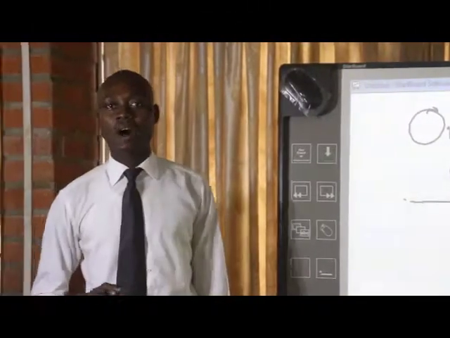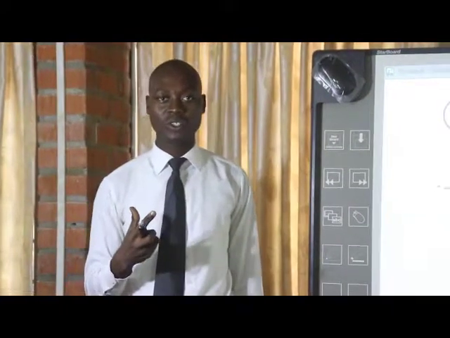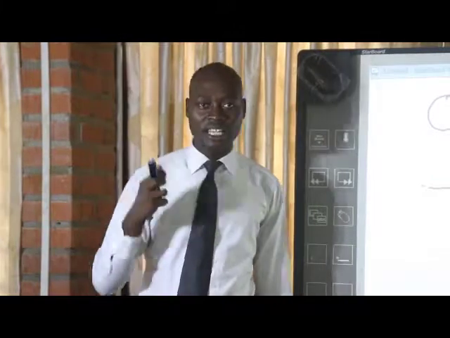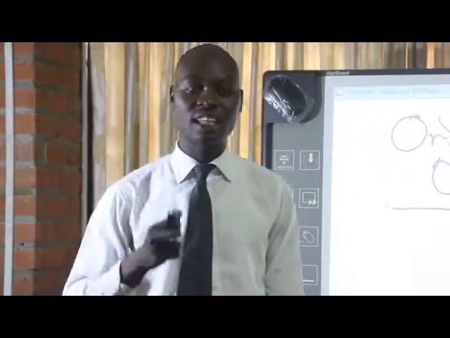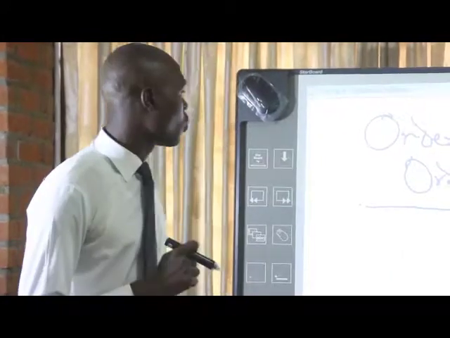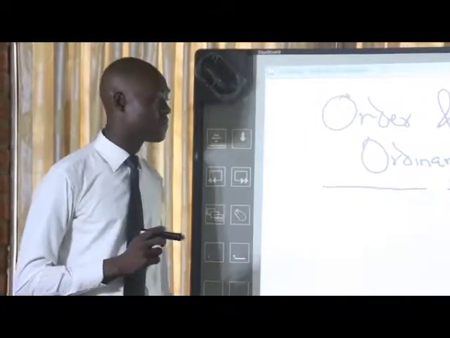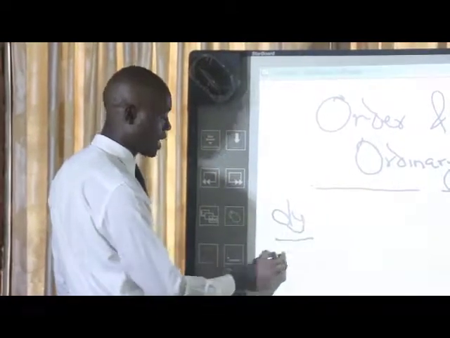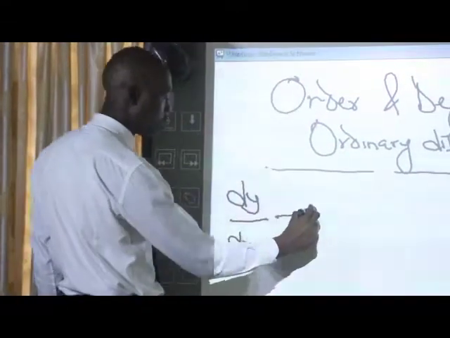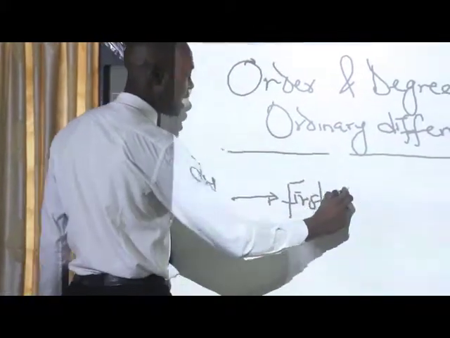What is an order of an ordinary differential equation? Simply put, it is the order of the highest derivative contained in the differential equation. What do I mean by that? As I've mentioned earlier, we have a form like this called dy/dx. This is called first order derivative.